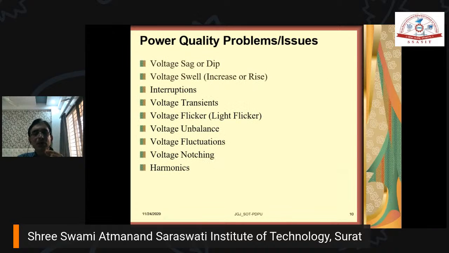Now we discuss the power quality problems or issues one by one. We have discussed what power quality is, what disturbance and distortion are, and what the point of common coupling is. Now coming to the power quality problems: first voltage sag or dip, then voltage swell or rise in voltage at the point of common coupling, then interruptions, which as per IEEE standards can be classified as brief interruption and long or sustained interruption, which we'll discuss later. Then voltage transients, voltage flicker, voltage unbalance, voltage fluctuations, voltage notching, and harmonics. These are the nine problems or issues related to power quality.